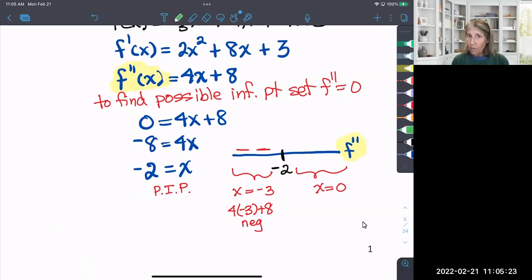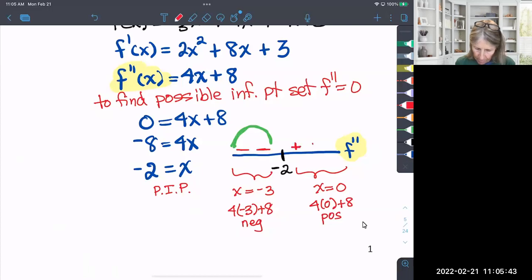So what that tells me when it's negative, remember, sad face, concave down. Okay, so I'm in a concave down section of the graph. If you plug 0 into your second derivative, 4 times 0 plus 8, that's going to be 8, which is a positive value. So that tells me my second derivative is positive on the right side of -2. So remember, positive, smiling face, you're happy.